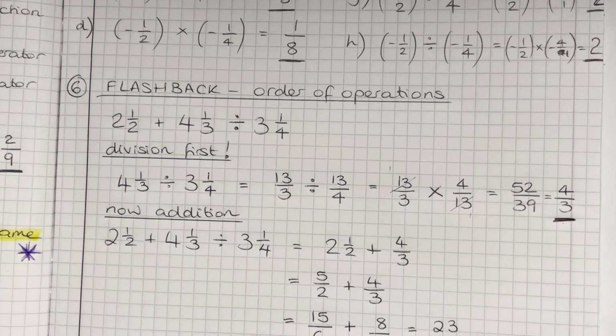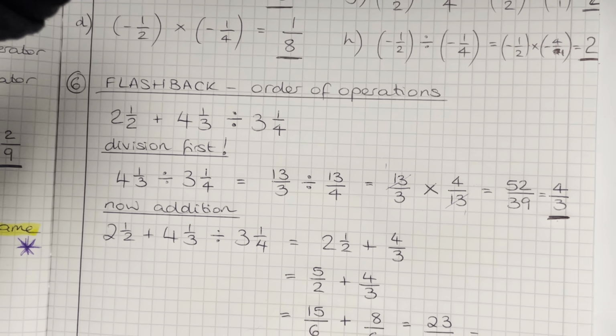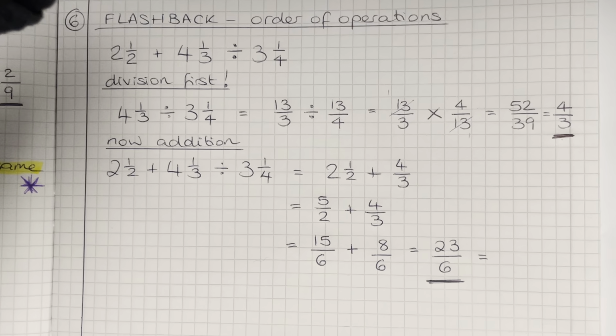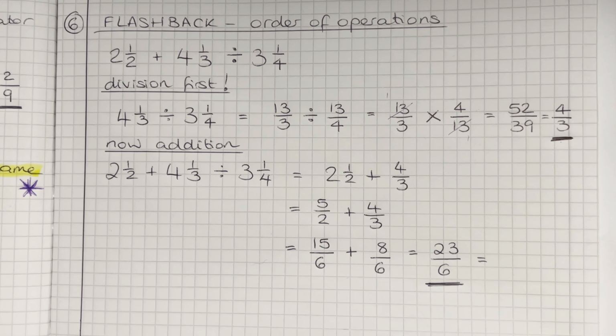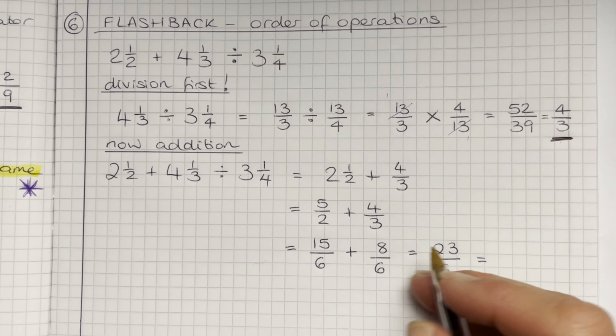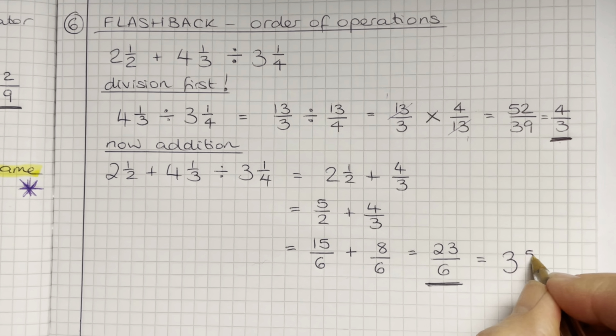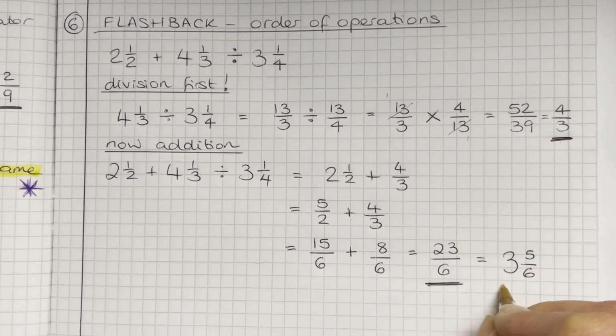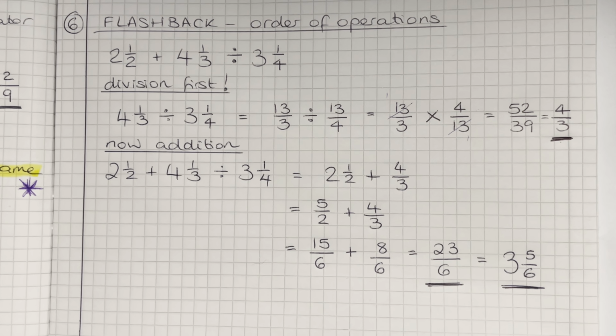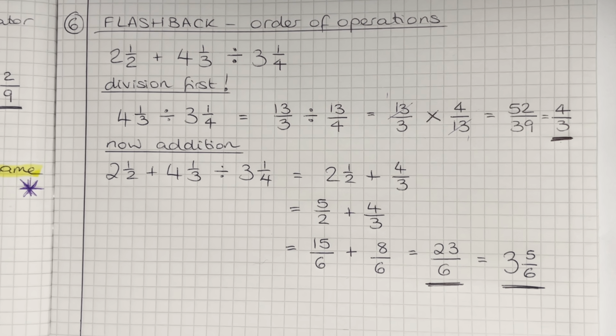The question hasn't asked me whether or not to leave it as an improper fraction or convert it back. But just for completeness, I'm going to say that 6 goes into 23 three times with 5 remainder. So my final solution is 3 5/6. I hope that's been useful. Thank you very much.